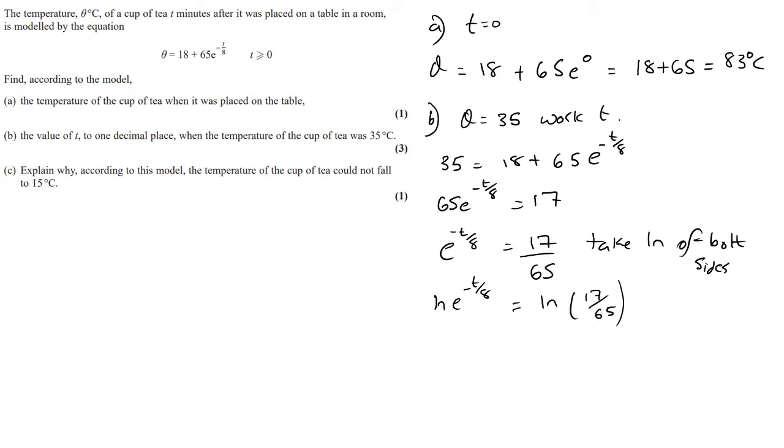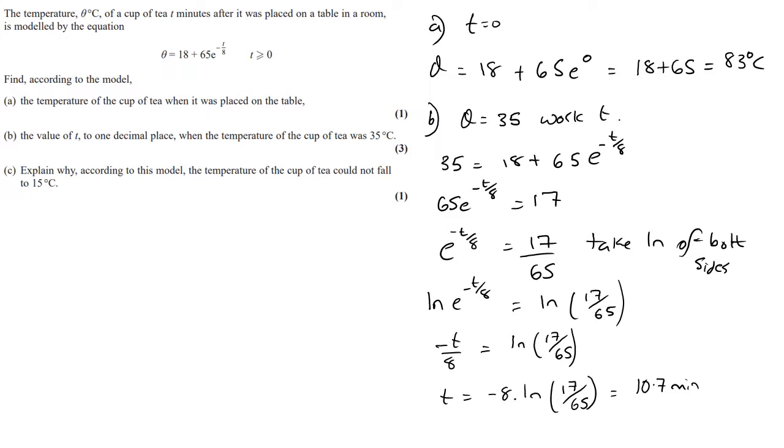The ln and the e cancel with each other, so you have minus t over 8 equals ln of 17 over 65. And then we can put t equals minus 8 times ln 17 over 65, which is equal to 10.7 minutes. Now, it was to 1 decimal place, so leave it as 10.7 minutes.